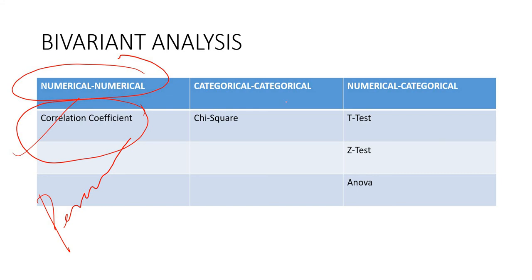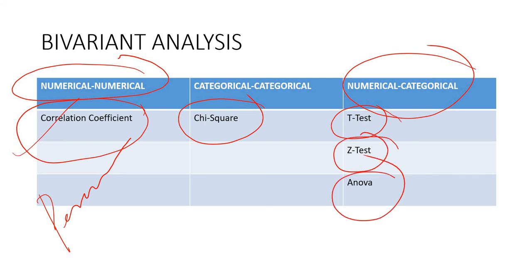Then, if it is categorical and categorical, we will go with chi-square approach. If it is numerical and categorical, we have to go for t-test, z-test, and ANOVA. So these are all the methods we use for numerical and categorical variables. This is the overall methods we use for bivariant analysis.